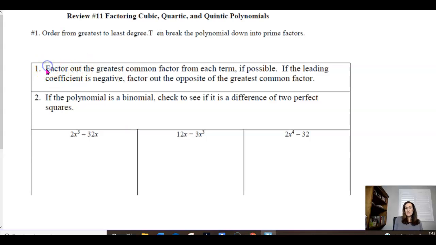First thing you want to do is always look to see if you can factor out a greatest common factor. If that's possible, do that. Also, once you order it, if that first number, A, is negative, please factor the negative out as well. If the polynomial is a binomial, then check to see if you can factor again with the difference of two squares.